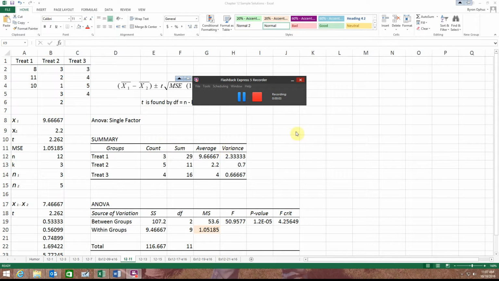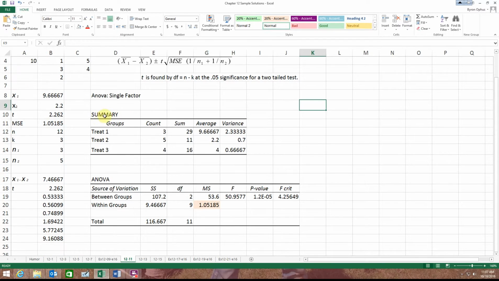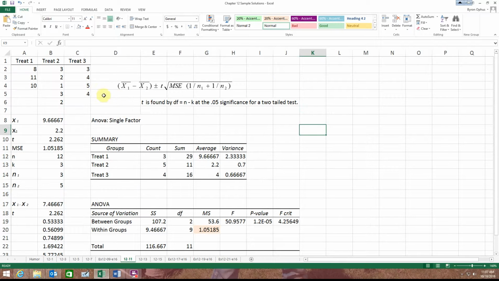12-12. So what do we do now? We've got our three treatments, and we do that ANOVA single factor, which I'm not going to bore you with again, but that tells us whether or not these are equal, right? And of course I'm going to take a look at 12-11, whether all three of them are equal.